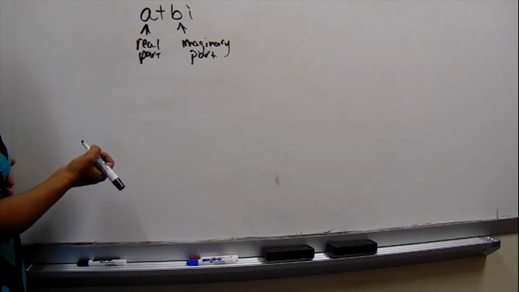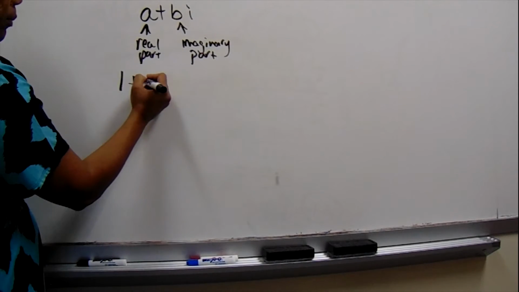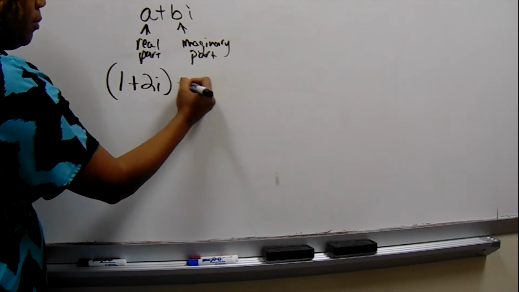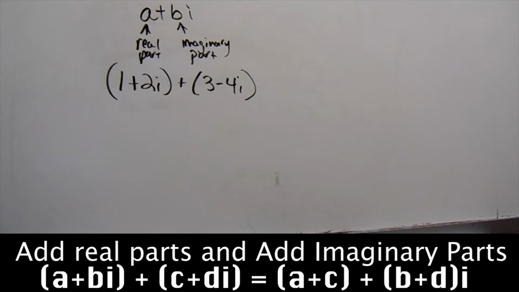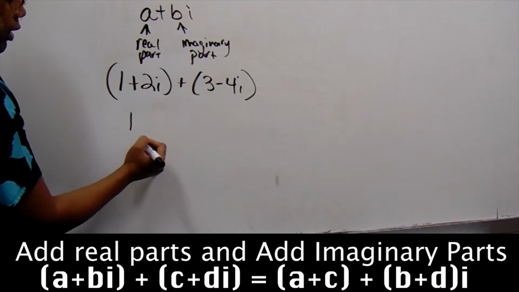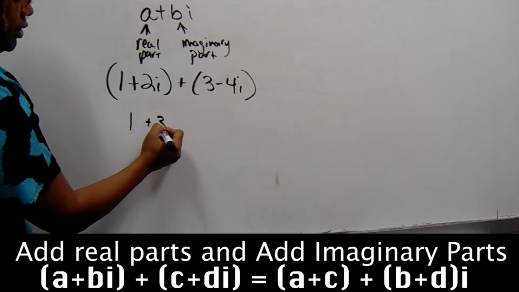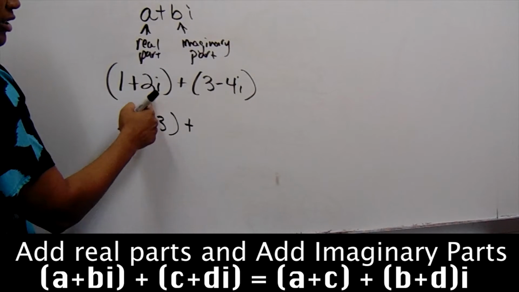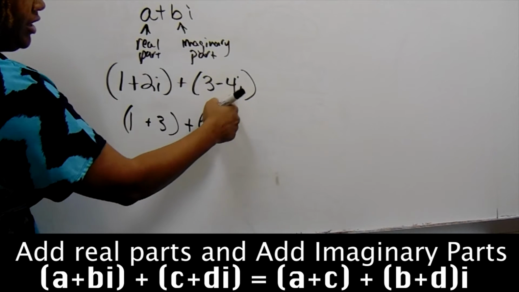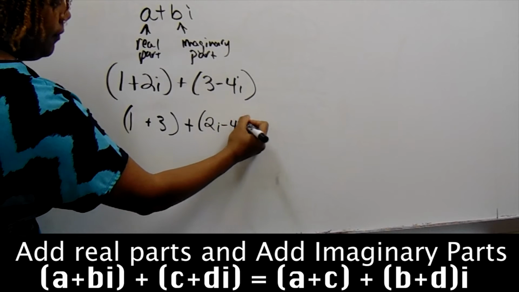So if you wanted to add two complex numbers, say 1 plus 2i plus 3 minus 4i, then all you do is simply add the real parts together and add the imaginary parts together. So the real part here is 1, the real part here is 3, so you add those together. And then the imaginary part here is 2i, and the imaginary part here is negative 4i.